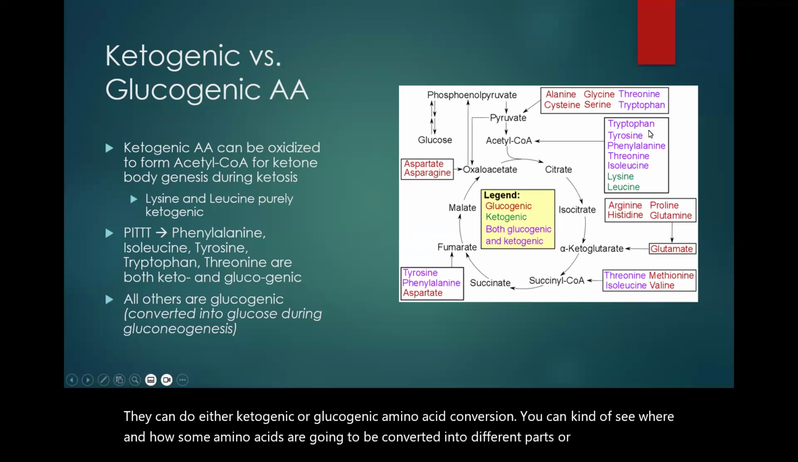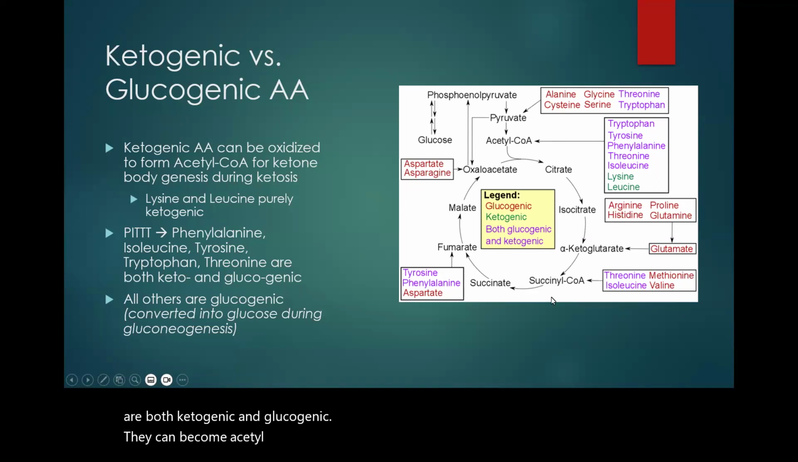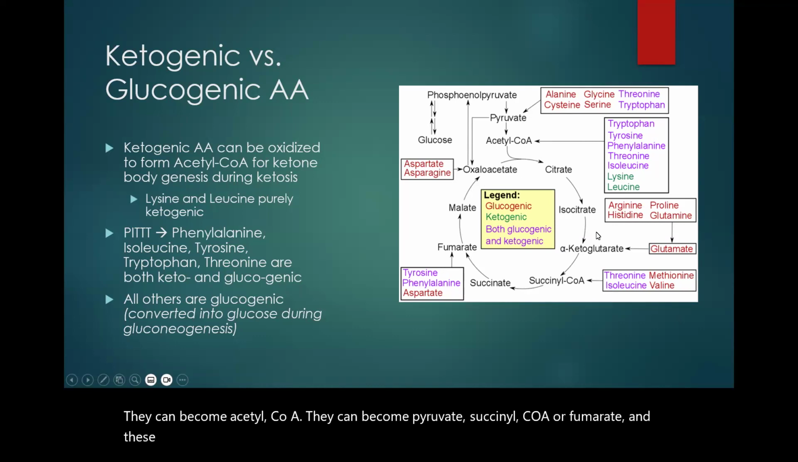You can kind of see where and how some amino acids are going to be converted into different areas. So lysine and leucine, acetyl-CoA, and then we see these ones in purple. These are both ketogenic and glucogenic. They can become acetyl-CoA, they can become pyruvate, succinyl-CoA, or fumarate. And these are components of the citric acid cycle.